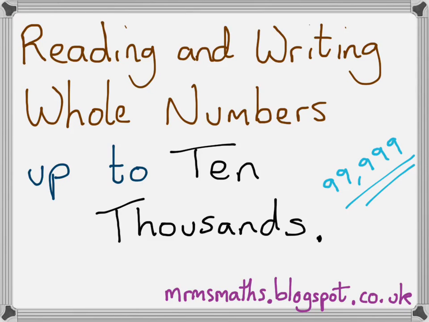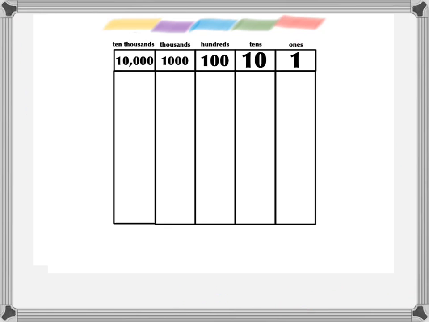Here we are, we're going to be looking at reading and writing whole numbers up to tens of thousands. I'm going to write tens of thousands in there. So, let's go straight on. I've got a little place value chart that's going to help us here. And you have to bear with me a little bit because I'm going to be using different colours.